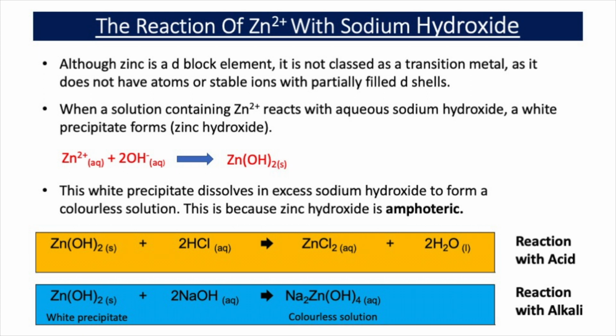Now the name of this compound is sodium zincate, and the formation of this colourless solution shows that zinc hydroxide reacts with alkali. We know that zinc hydroxide, as a metal hydroxide, would react with acid, so therefore we can conclude that zinc hydroxide is amphoteric. So we've seen in these experiments that chromium 3 hydroxide is amphoteric, and that's the only transition metal hydroxide that you need to learn that is amphoteric. However, the d block hydroxide, zinc hydroxide, is also amphoteric.